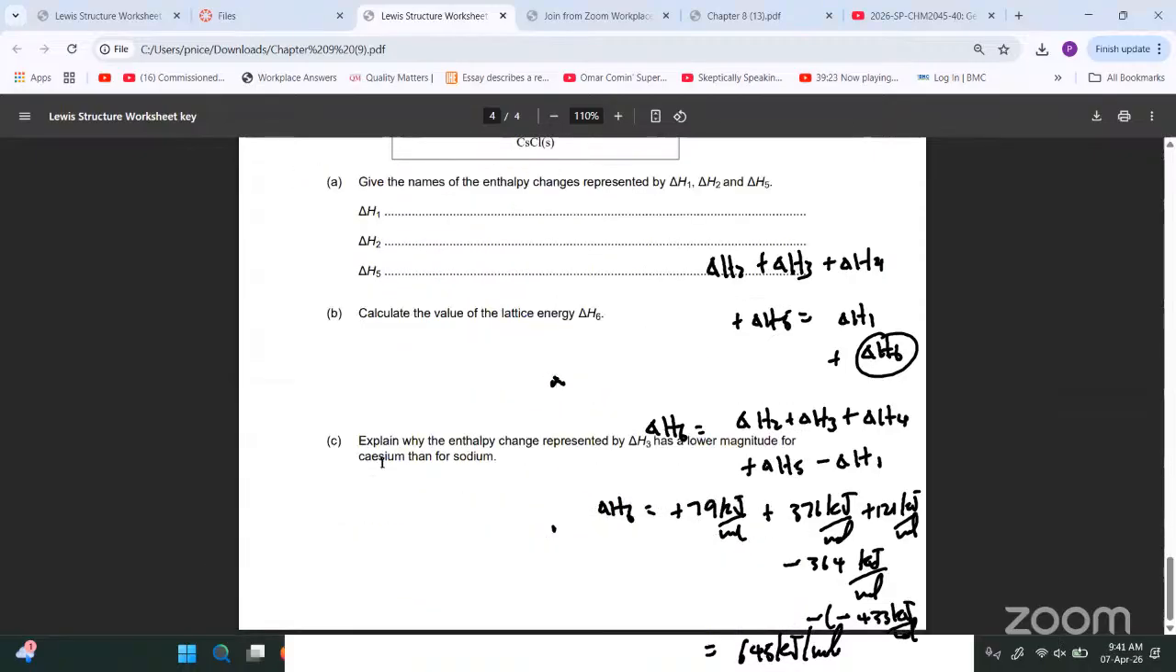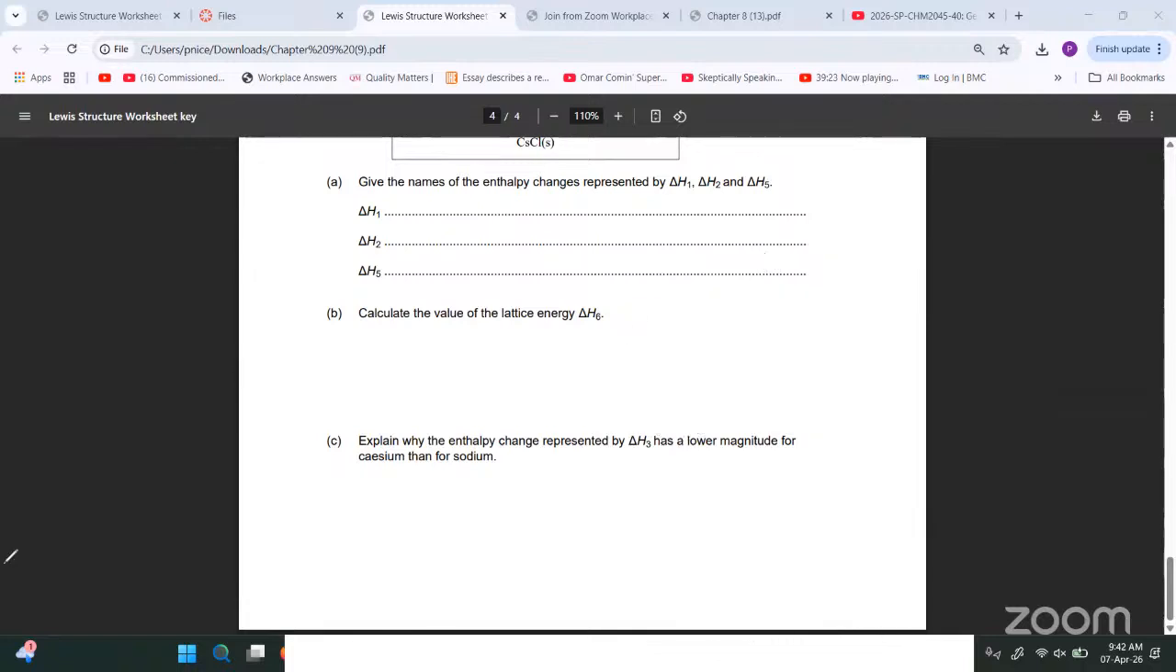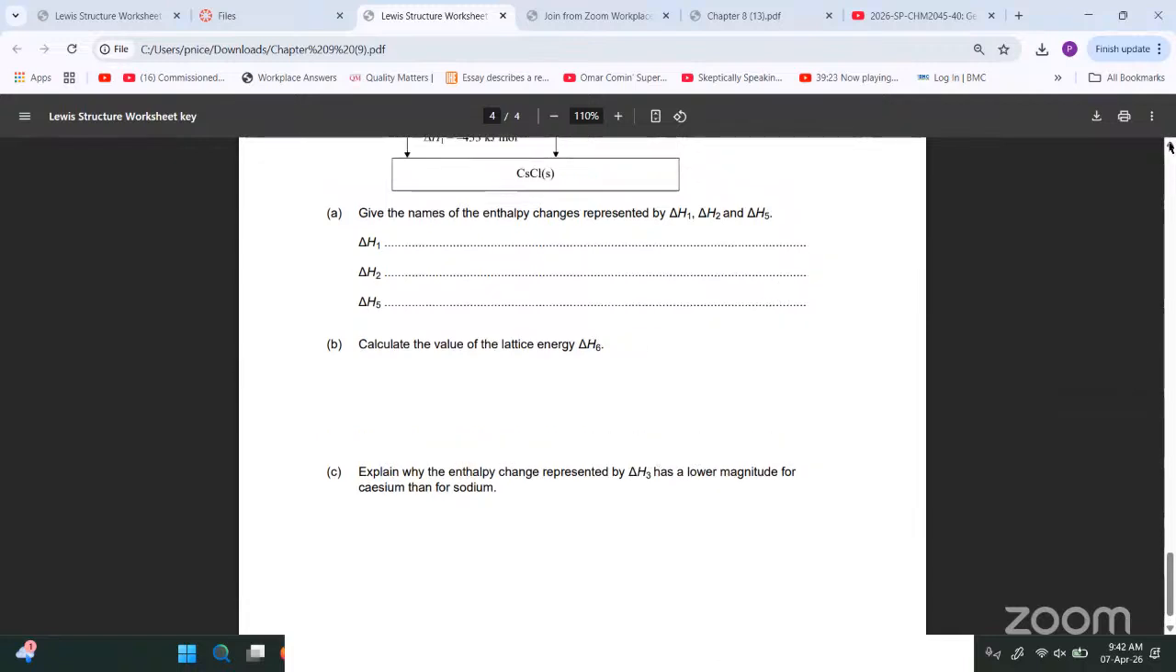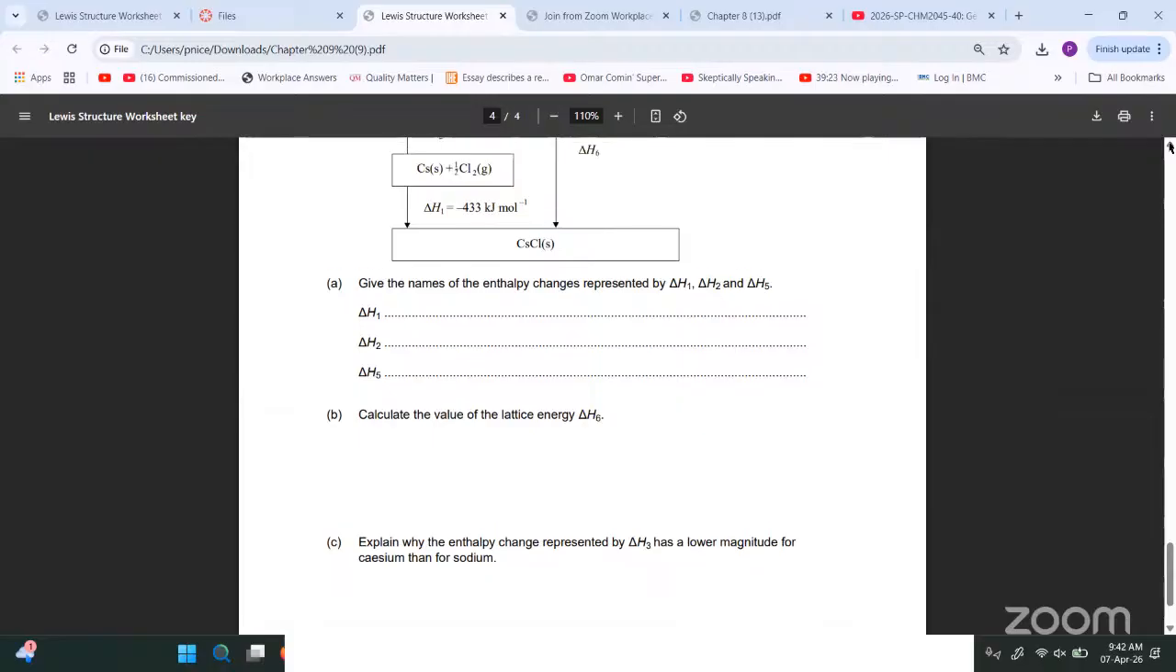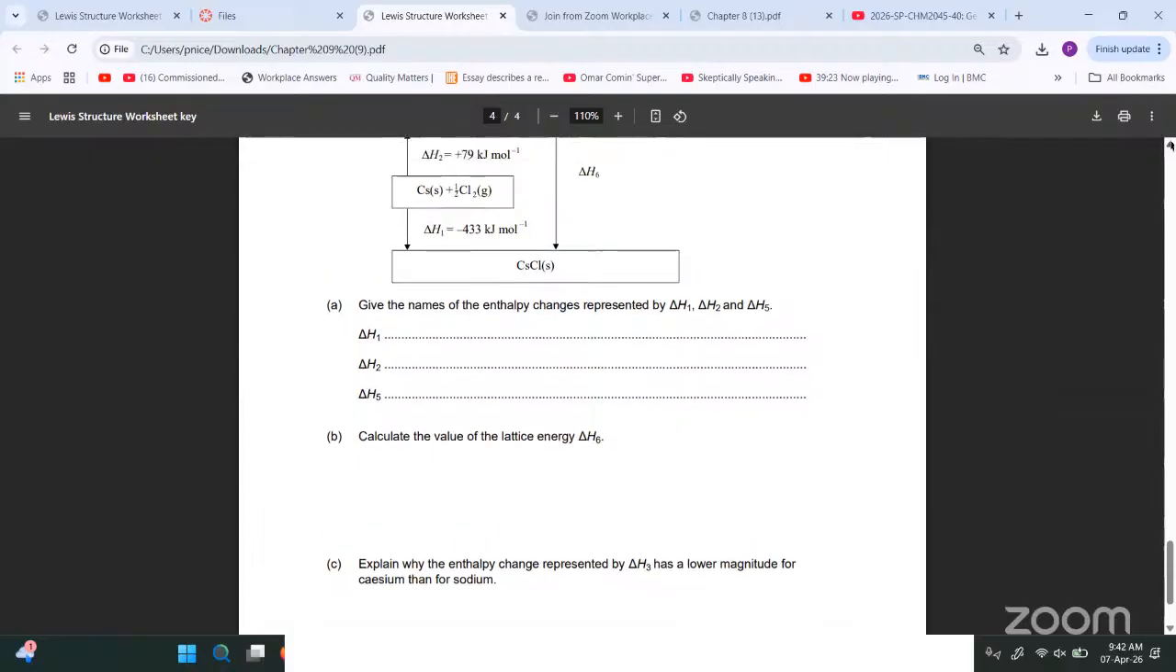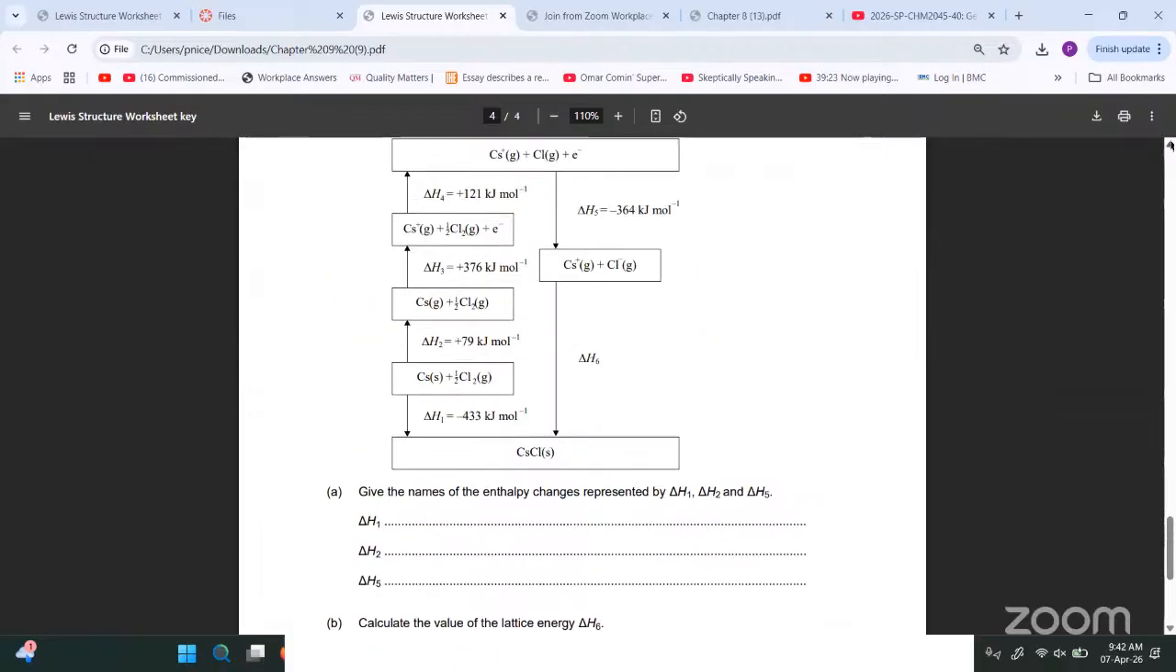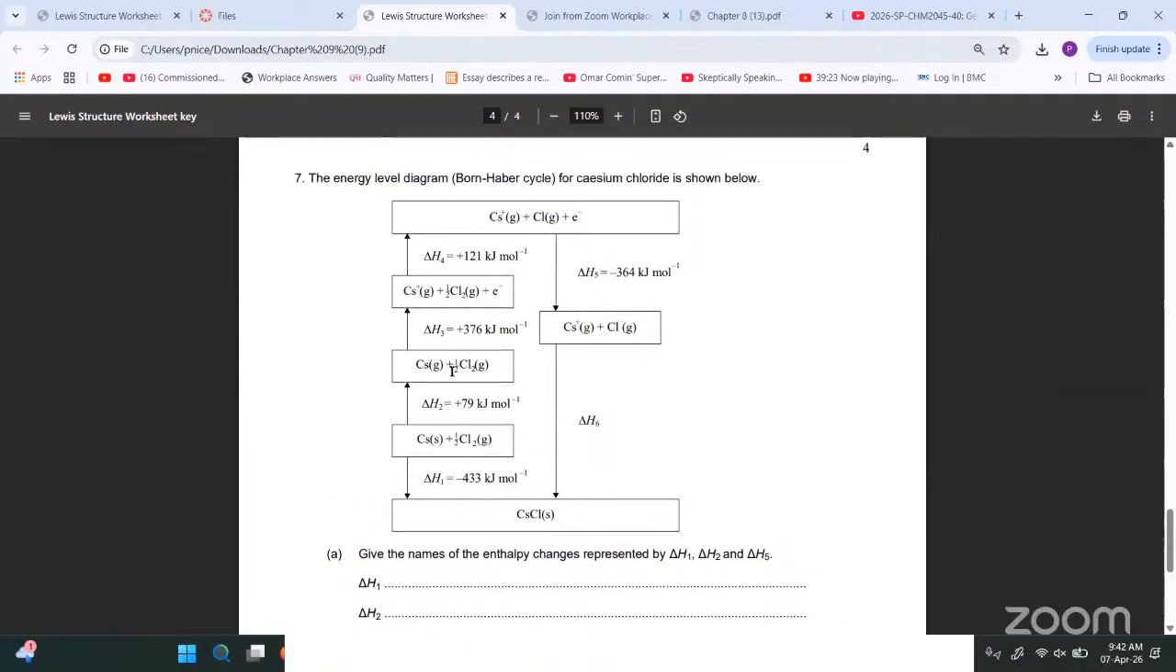Okay, so there's a C part, which is asking, explain why the interaction represented by delta H3 has a lower magnitude for cesium than sodium. All right, so we have to go back to the diagram. Let me clear this here again. Okay, so it says delta H3, right? It has a lower magnitude for cesium than sodium, right? So delta H3 is this right here.